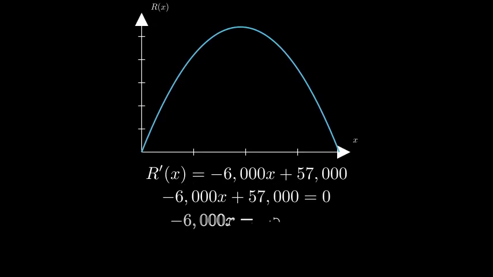Setting this equal to 0 and solving: negative 6,000x plus 57,000 equals 0, so x equals $9.50. Since the parabola opens downward, this critical point gives us our maximum revenue.